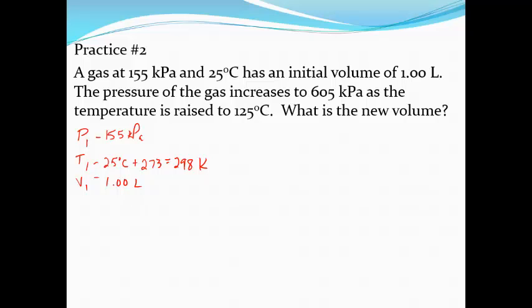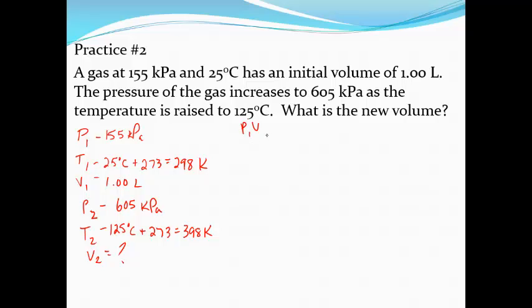Now the pressure of the gas is allowed to increase, so our second pressure after it has increased is now 605 kilopascals, and the temperature is allowed to rise all the way up to 125 degrees Celsius. Again, not allowed to have Celsius, so 125 plus 273 gives us 398 Kelvin, and we want to know what our new volume is. So that's our unknown, volume 2.